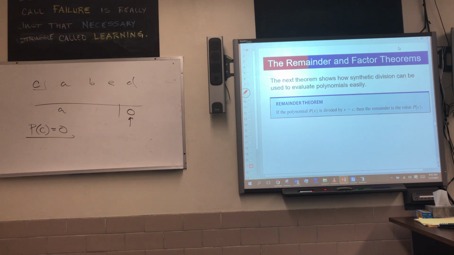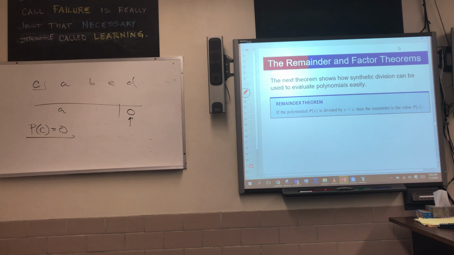What the remainder theorem says: if the polynomial p of x is divided by x minus c, so what that means is we're dividing by a linear factor, like x minus 3 or x minus 4 or x plus 5 or x plus 12 or something like that. You're not dividing by x squared or x cubed or x to the fourth. Does that make sense? It's always x to the first power. So the polynomial p of x divided by x minus c, then the remainder that you end up with is exactly the same thing as p of c. Well, p of c is how we would evaluate the function, isn't it?